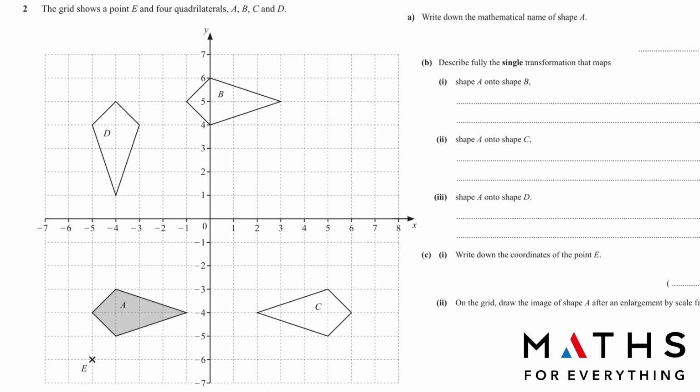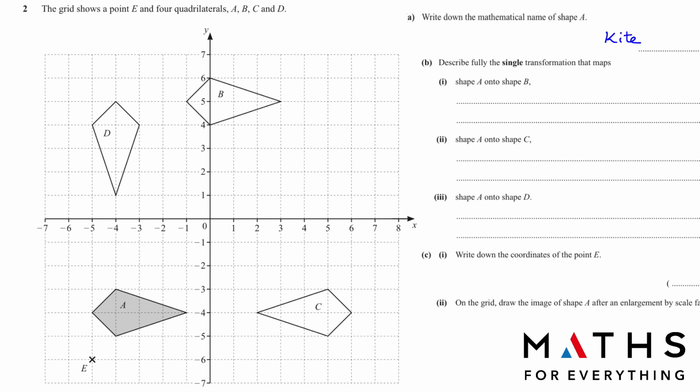Question number 2. The grid shows a point E and 4 quadrilaterals A, B, C, D, and the point A is here. Write down the mathematical name of shape A. Very easy, it's a kite.